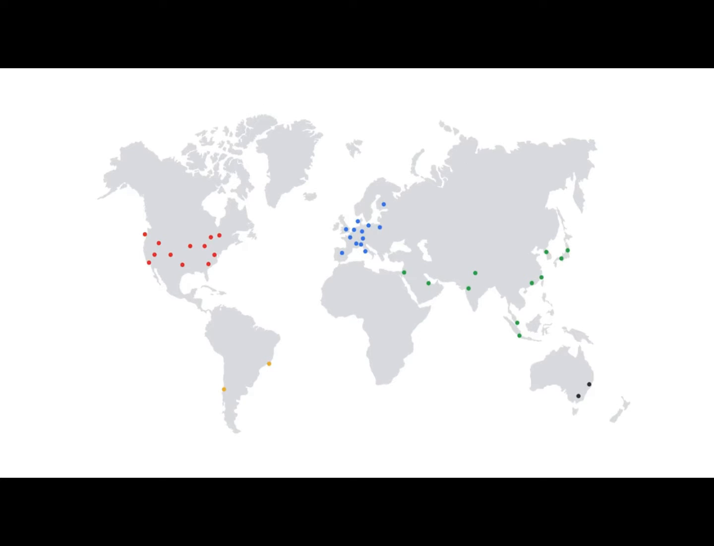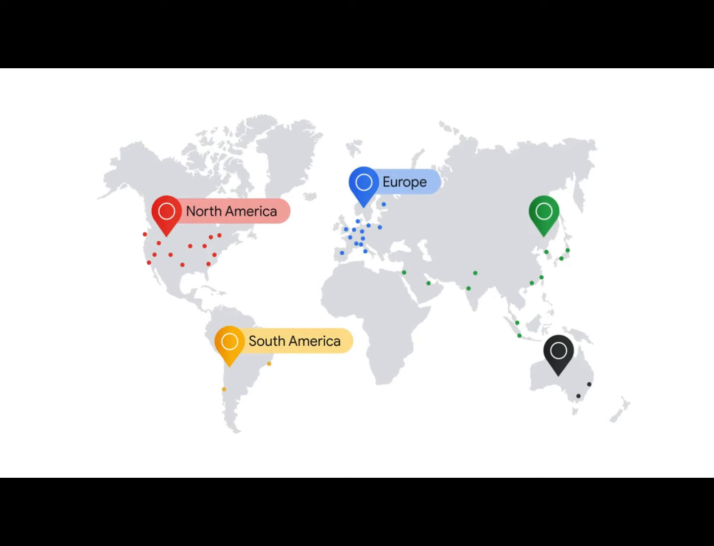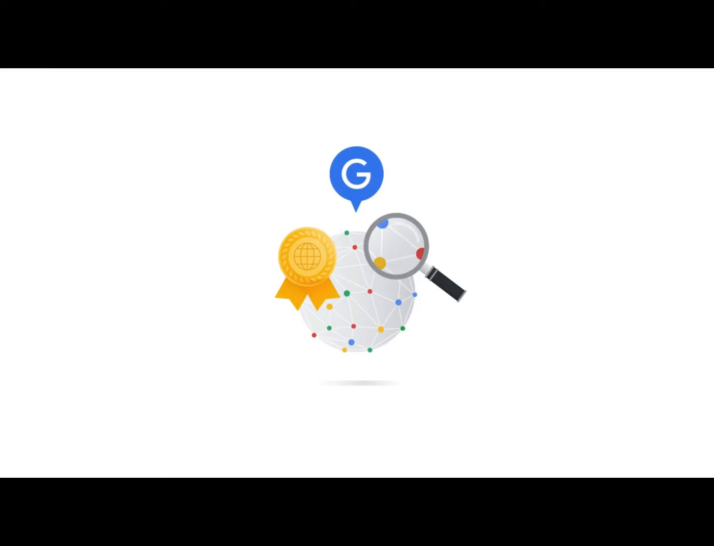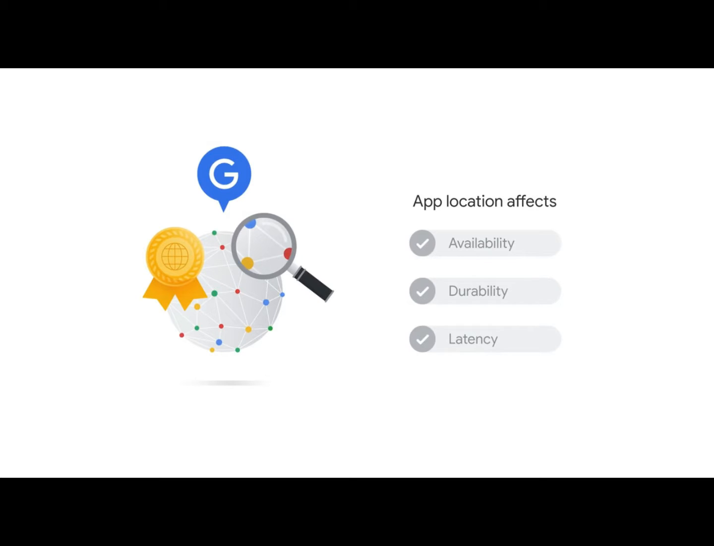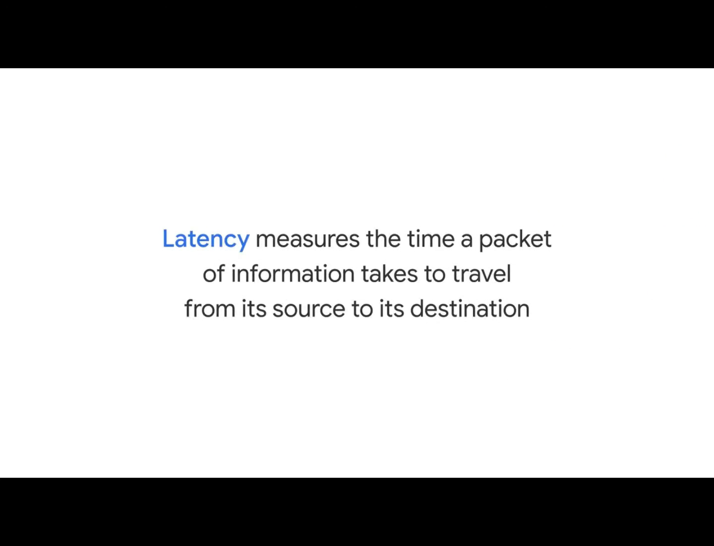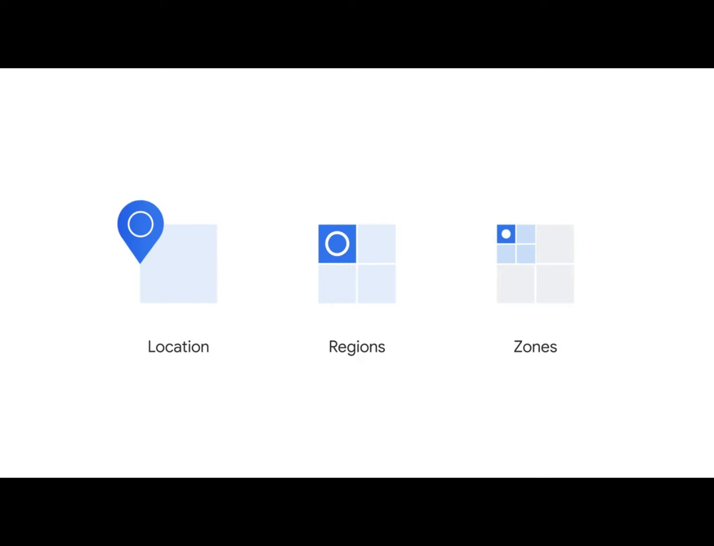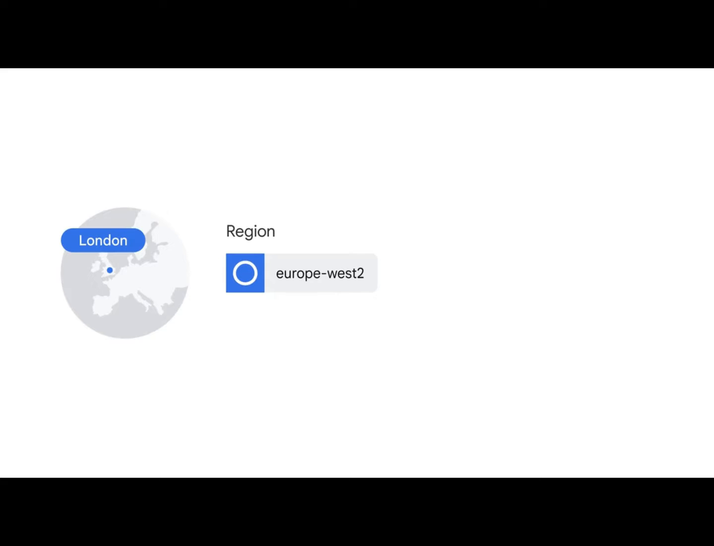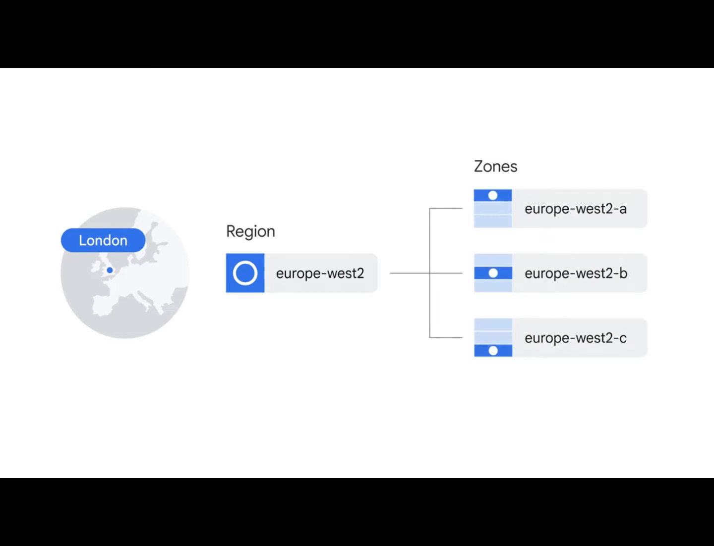Google Cloud's infrastructure is based in 5 major geographic locations: North America, South America, Europe, Asia, and Australia. Having multiple locations is important because choosing where to locate applications affects qualities like availability, durability, and latency, the latter of which measures the time a packet of information takes to travel from its source to its destination. Each of these locations is divided into several different regions and zones. Regions represent independent geographic areas and are composed of zones. For example, London, or Europe West 2, is a region that currently comprises 3 different zones.